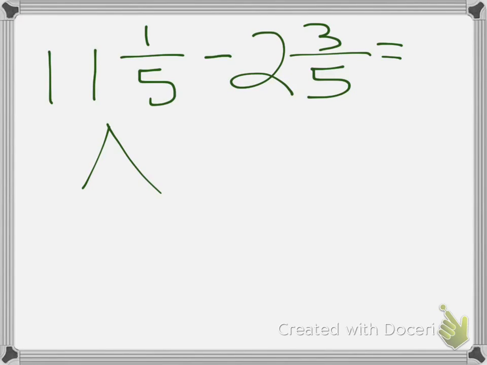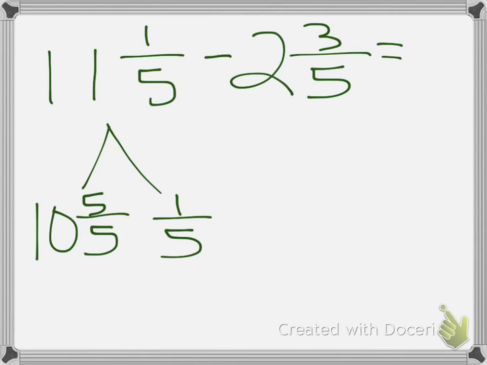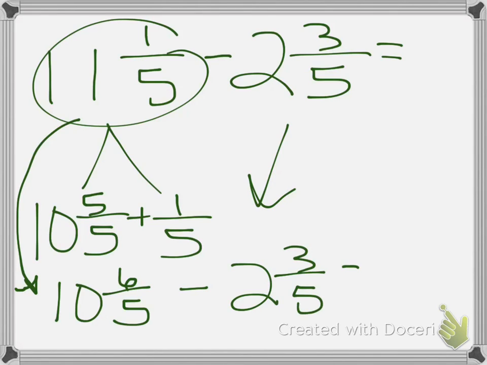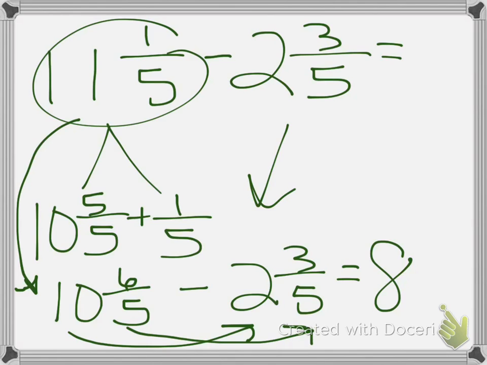Okay, guys, so I have to go ahead and change my 11 to 10 5/5. And I have 1/5 remaining. My new fraction is going to be 10 6/5. I renamed 11 1/5 as 10 6/5. And go ahead and bring down my minus 2 3/5. Do my whole numbers first. 10 take away 2 equals 8 ones. 6/5 take away 3/5 equals 3/5. So 8 3/5.